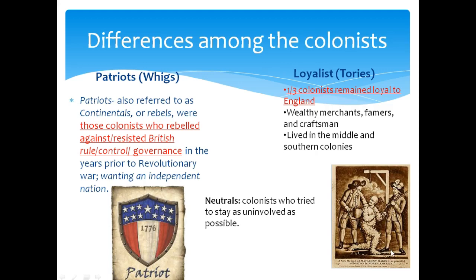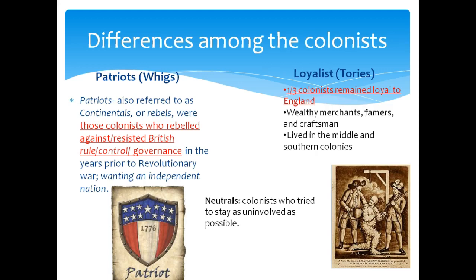It was actually quite hard to be a loyalist. They were known to be tarred and feathered, which is a recreation of what you see here. Pouring tar on them and then feathering them is what a lot of the patriots would do to the loyalists.